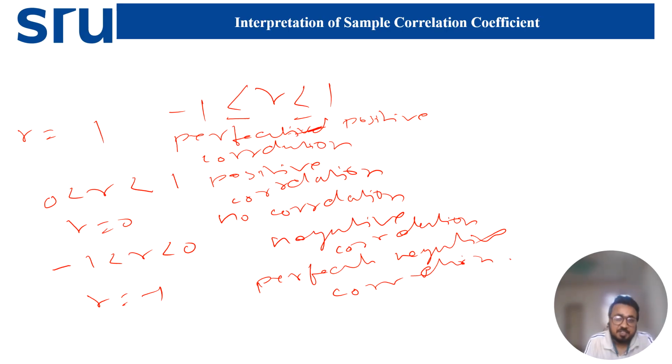So now we will interpret the simple correlation coefficient. Positive value means what? Positive value means variables move in the same direction, and negative value means what?